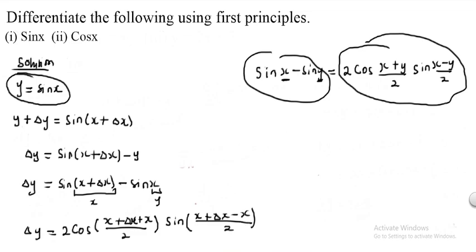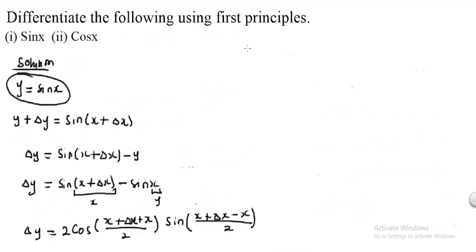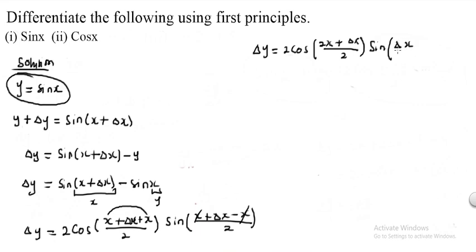Before I continue, I'd like to clean up this space here, so that from here, if I continue simplifying, I have y is equal to 2 cos. Now at this place, I have x plus change in x plus x. Now x can add up to x, so it becomes 2x plus change in x divided by 2. So we have 2x here plus change in x divided by 2 multiplied by sine open bracket. Now in this place, the x cancels out with minus x. What we are left with is delta x over 2. So this is delta x over 2.